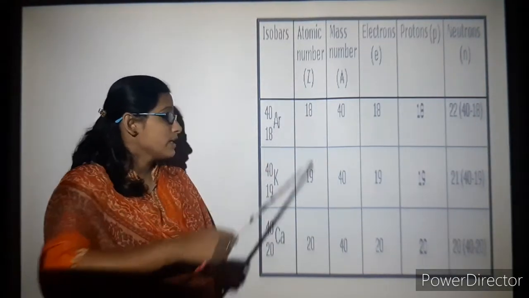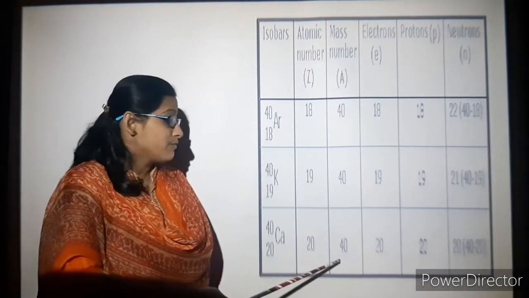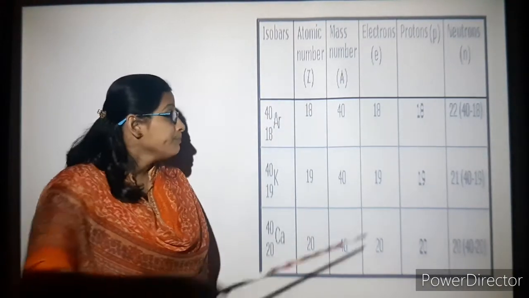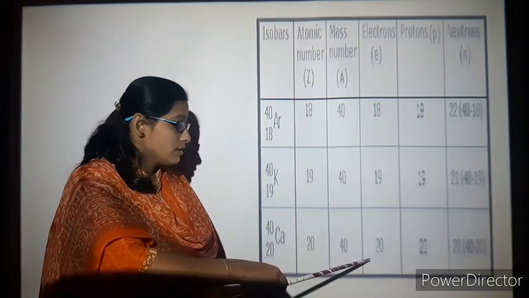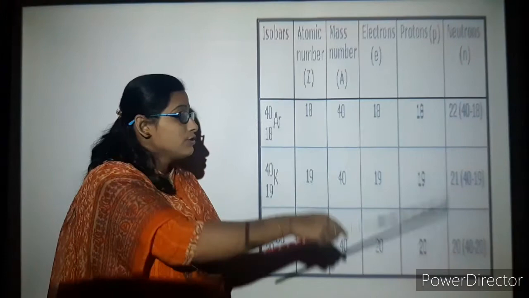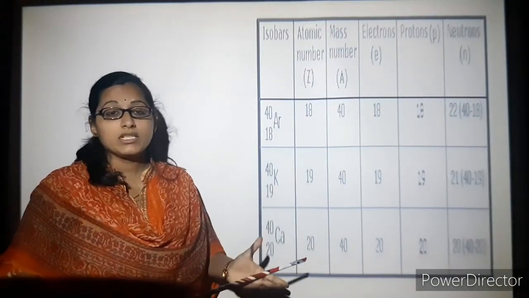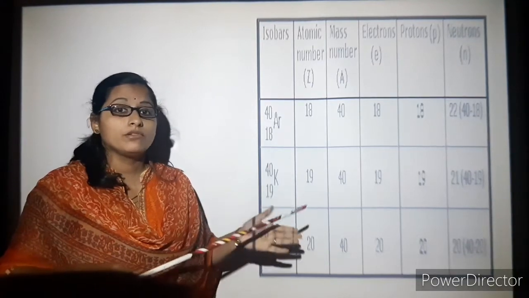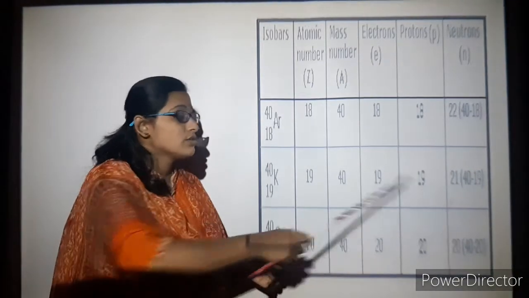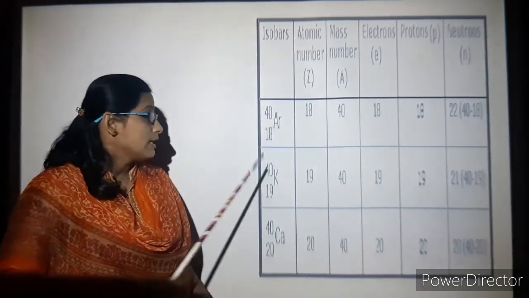Calcium here has atomic number 20. The mass number again remains 40 because it is an isobar. The electrons are 20 and protons 20, and neutrons are 20. So the mass number 40 minus 20 is 20, the number of neutrons present in calcium.